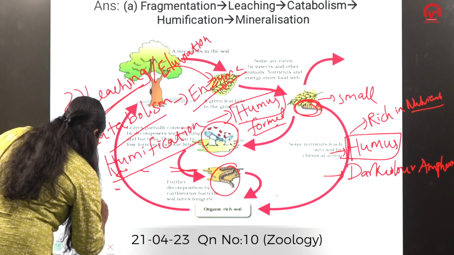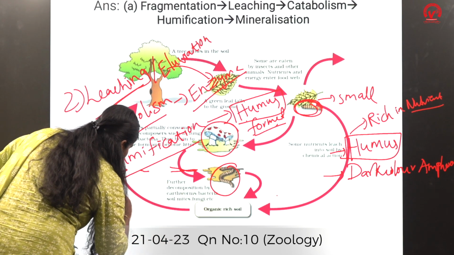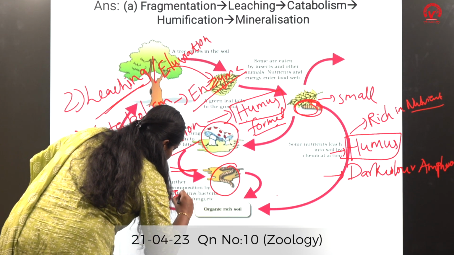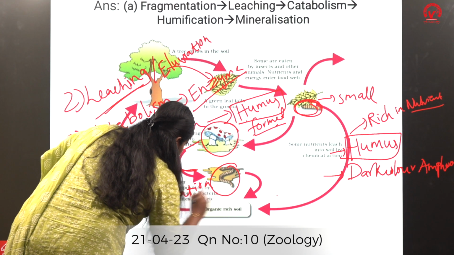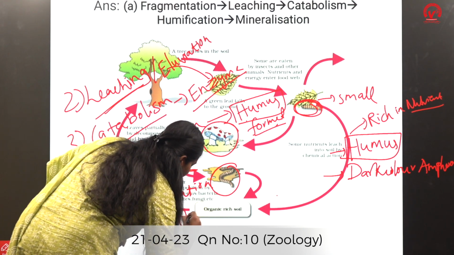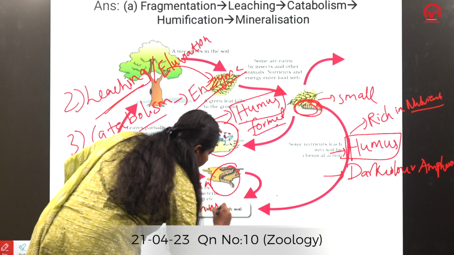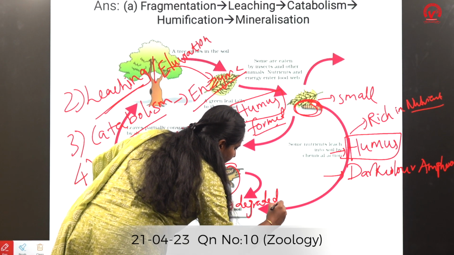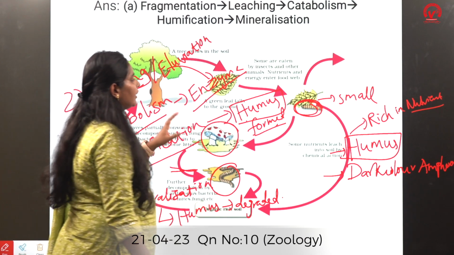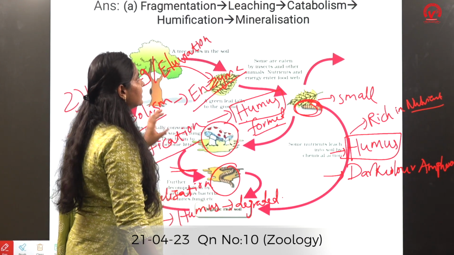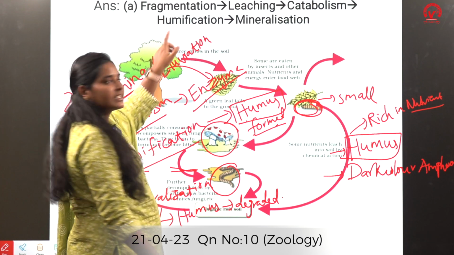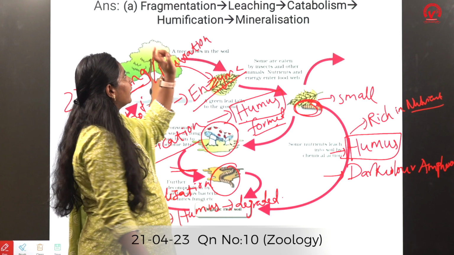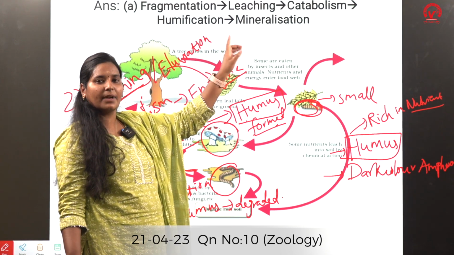And the fifth point is mineralization. In this mineralization, the humus which is formed in the humification process gets degraded. So, the correct order of sequence of the steps that occur in a decomposition process: the first step is fragmentation, the second is leaching, the third is catabolism, the fourth is humification, and the fifth is mineralization.